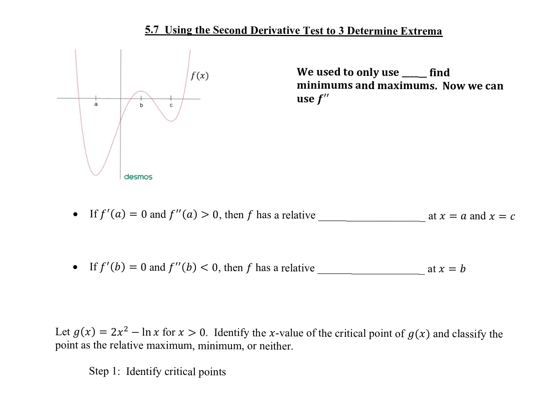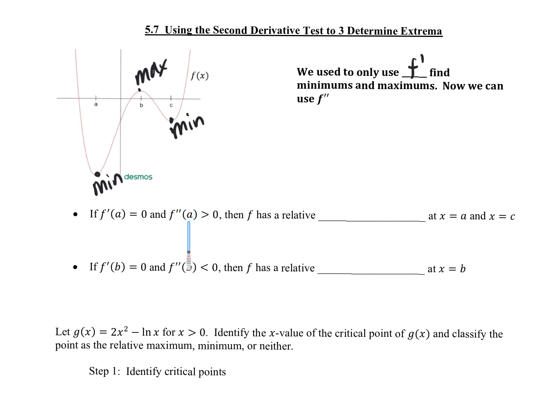So now it says we used to only use blank to find mins and maxes. Now we can use f double prime. If you're given a graph of f, and this is my function, we had a min here, a max here, and a min here. They're all relative, and that's fine. But what if we know f double prime is positive?